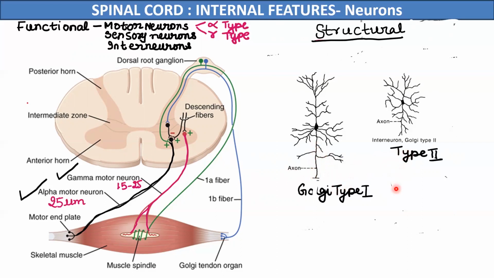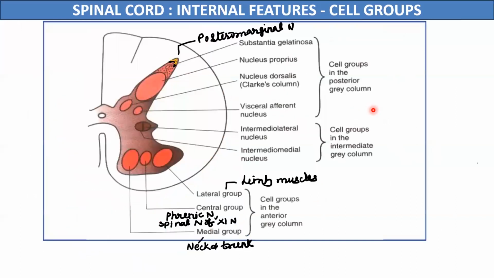So these are the types of neurons which are present in the gray matter of the spinal cord. Functionally, they can be either motor or sensory in nature, or they can be interneurons. But structurally, they can have very long axons, the Golgi type 1, or they can have short axons, that are the type 2 axons. And the neurons in the gray matter are also arranged in special groups, as we see in this diagram.